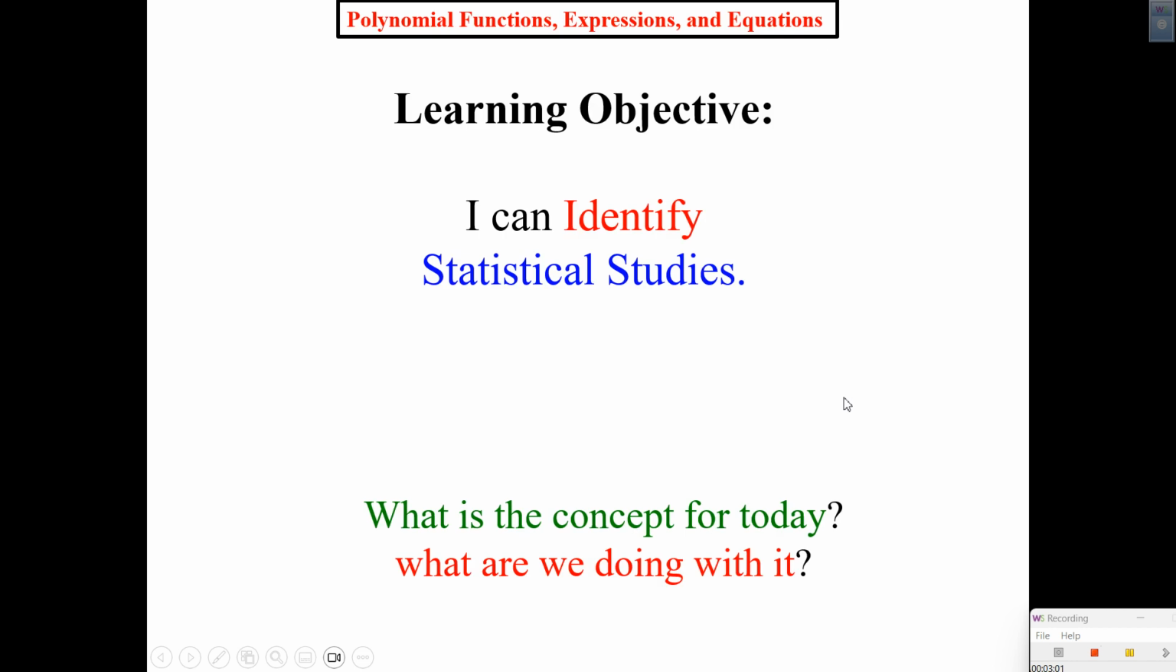All right, here we go. I can identify statistical studies. So as I mentioned before, I've been chunking these portions out because if we were to go at a college level speed, it would have been a lot of things in one lesson, and that's a little bit too much. That's why some people burn out really fast. But I'm giving you everything one step at a time, and we've been observing it little by little.